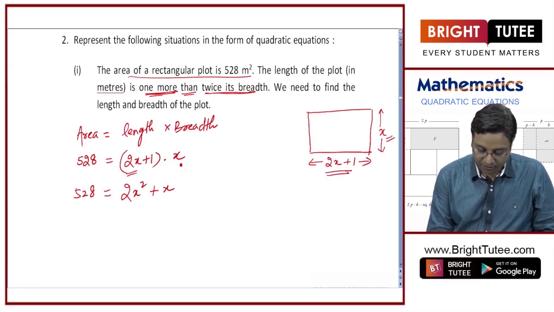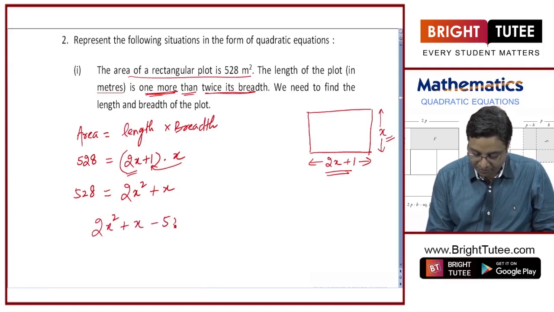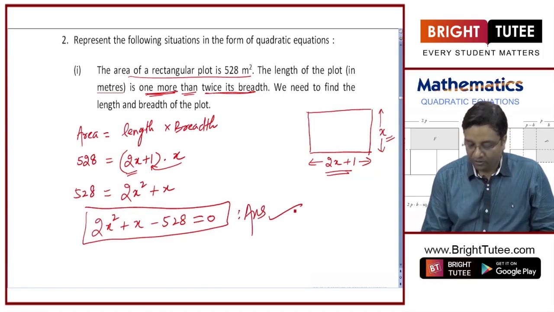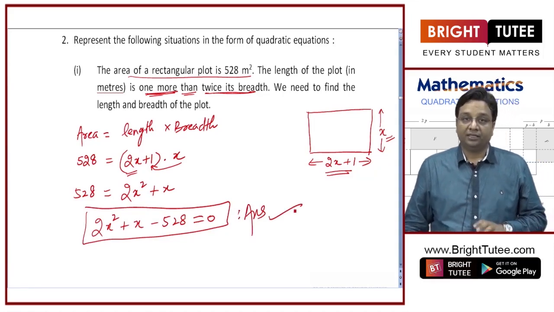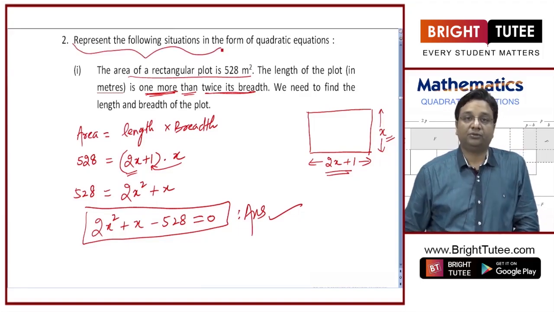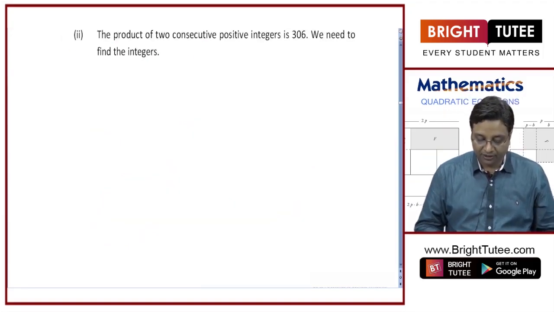It will give me 2x square plus x. So now 2x square plus x minus 528 equal to 0. This is the answer of this question, right? This is the final answer, because he is just asking us to represent this situation in form of a quadratic. So let's look at this one.